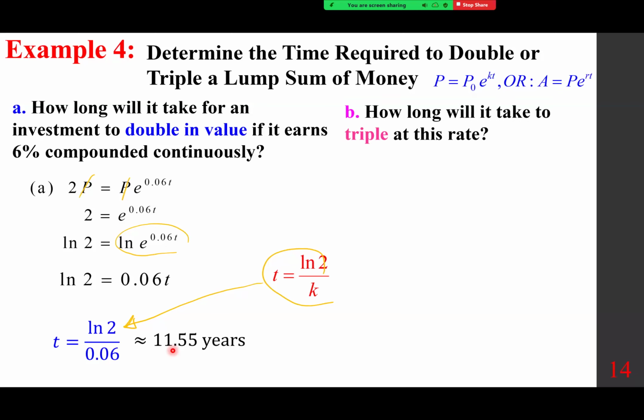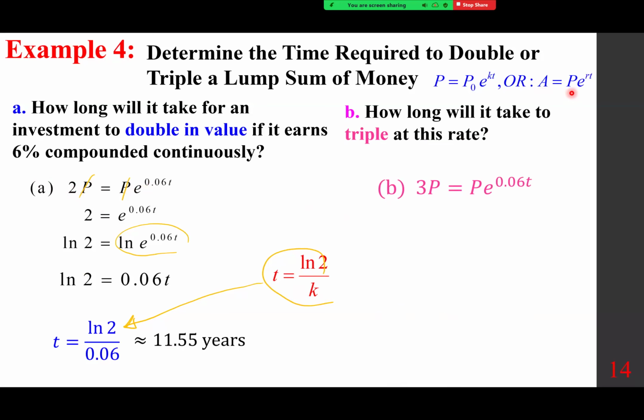How long will it take to triple? That's why I did that, because we don't have a formula for the triple. I want to go over that and show you how we arrive at it. Okay. And so in this formula, the left side is 3P because we want it to triple. Okay, 3 times as much.